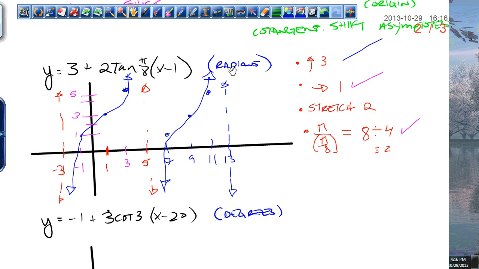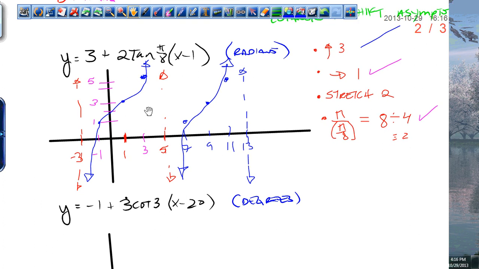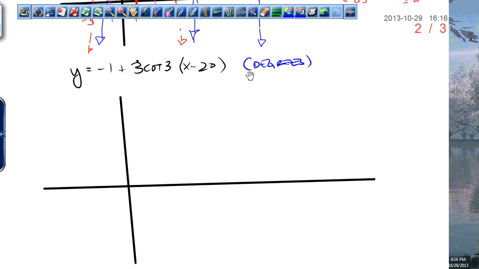So this one is in radians. That's why we did pi and pi over 8, and it's tangent. That's why it looks like this. Cotangent, it's going to be in degrees. Not necessarily every cotangent, but this one is in degrees. And remember, it's going to go down as opposed to going up.